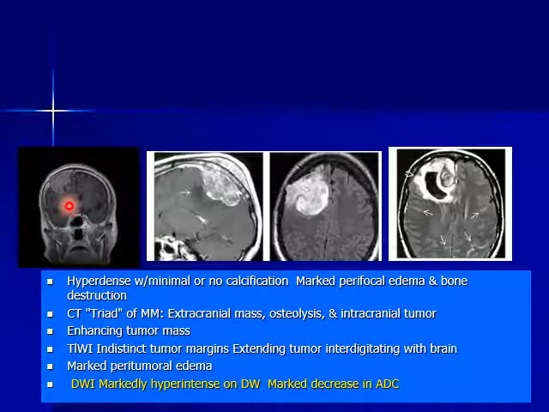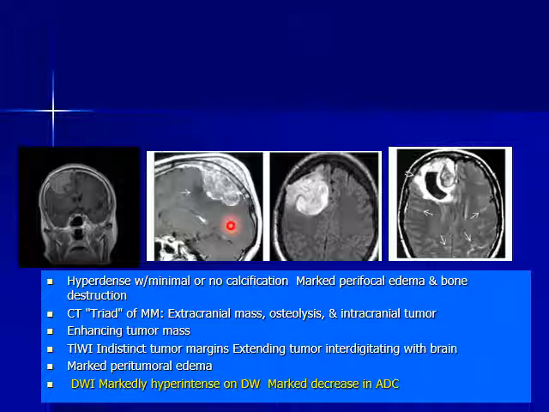How can we tell that it is behaving in a malignant way? It can infiltrate the overlying bone. It can infiltrate the brain itself. It is surrounded by vasogenic edema. So if you see malignant behavior of the lesion without hyperostosis, you should think of meningioma.